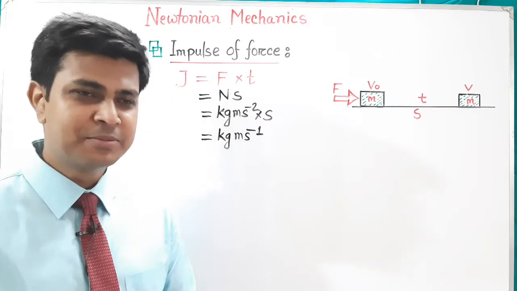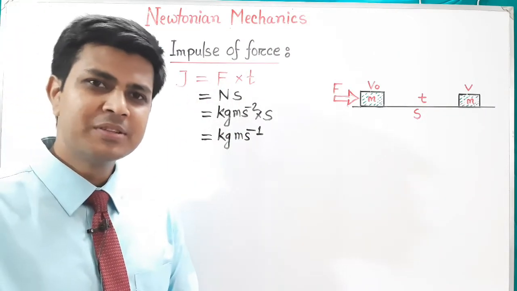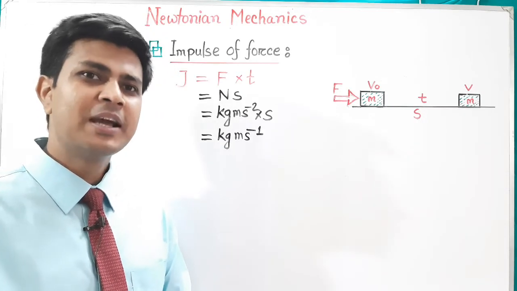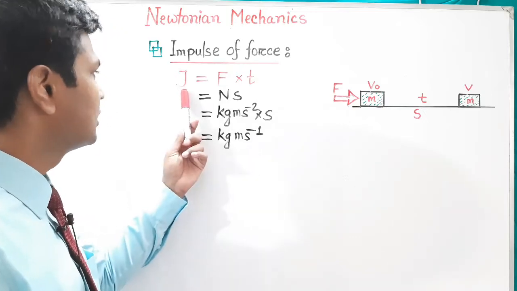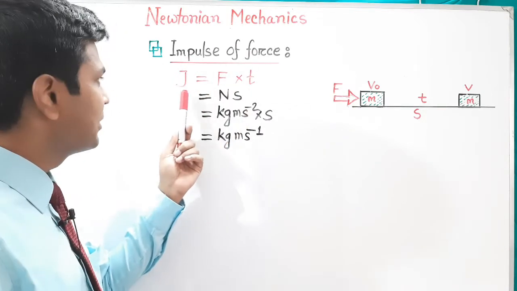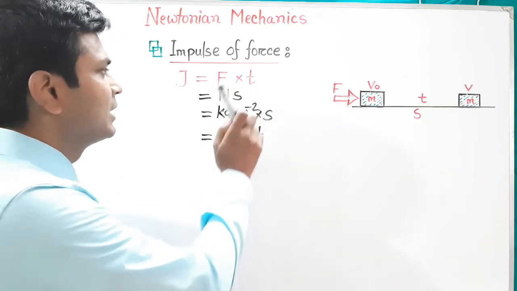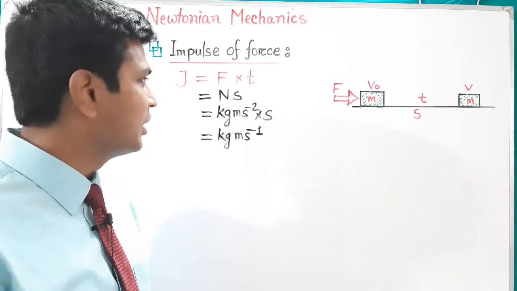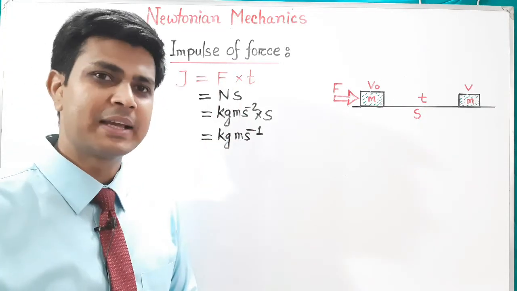Now, I would like to explain impulse of force. Impulse of force means the product of force and time. It is denoted by capital letter J. So, according to the formula of impulse of force, we can write capital J equals F into T. Here, F is the force and T is the time. Now, what is the unit of the impulse of force? The unit of the impulse of force is Newton second.